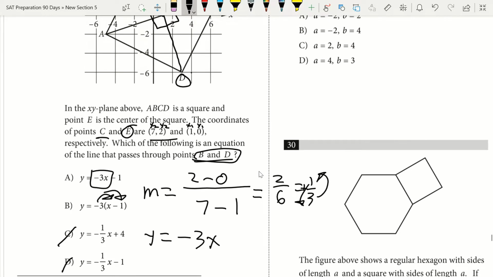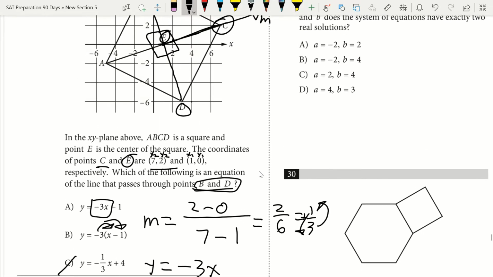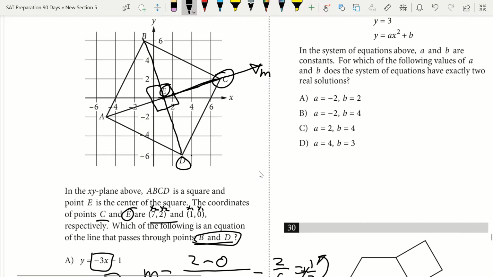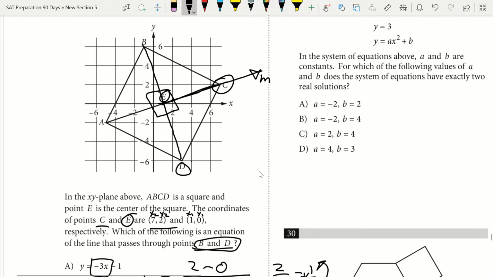Now we've got to find where that y-intercept is. Option A says it's at -1. Let's take a look at when we drew this line. It's nowhere near that -1. We see it's at 3, so the answer there is going to be 3.